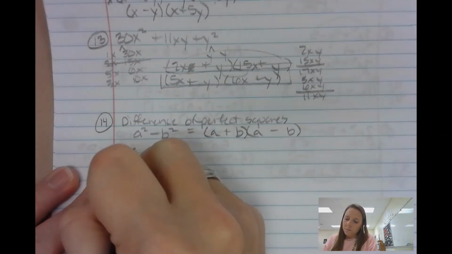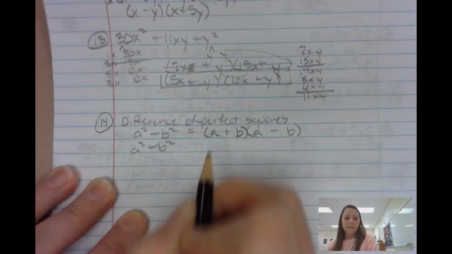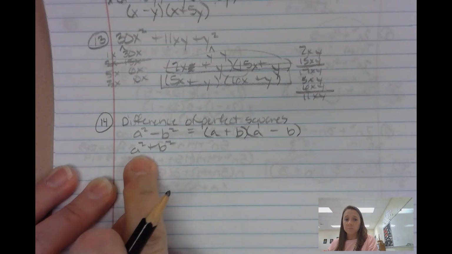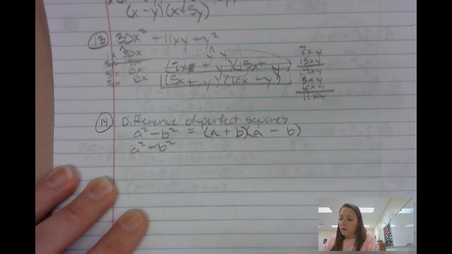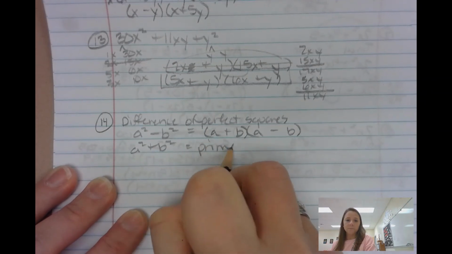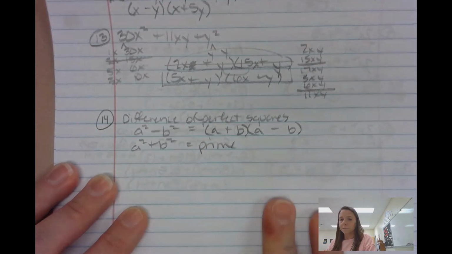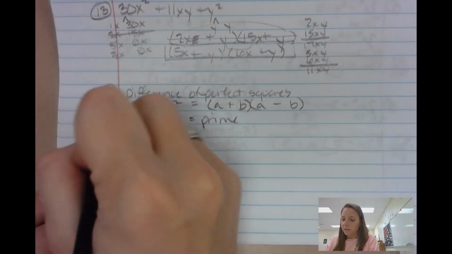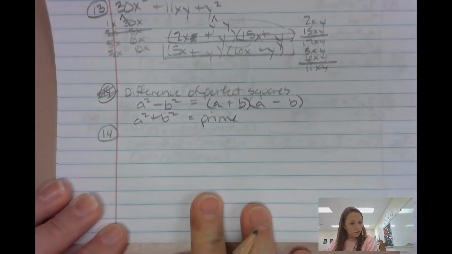Now, if it's a plus, then it's not factorable. Okay, make sure GCF doesn't pull out. GCF doesn't pull out. It's not a difference of perfect squares right here. It may look like it, okay, but when I do it, it's not factorable. So we say prime. All right, so let's try, and I guess that's not really number 14. All right, let's try some of these.